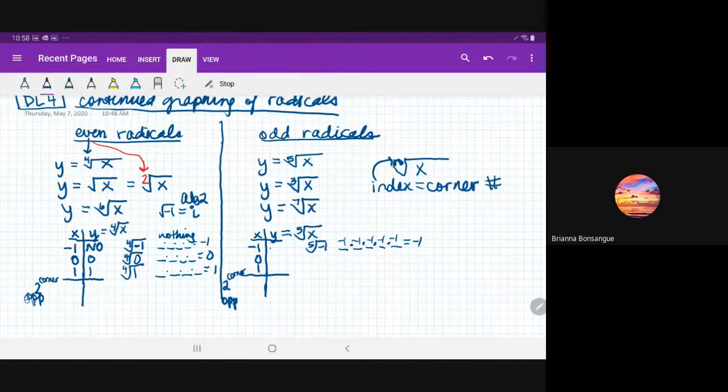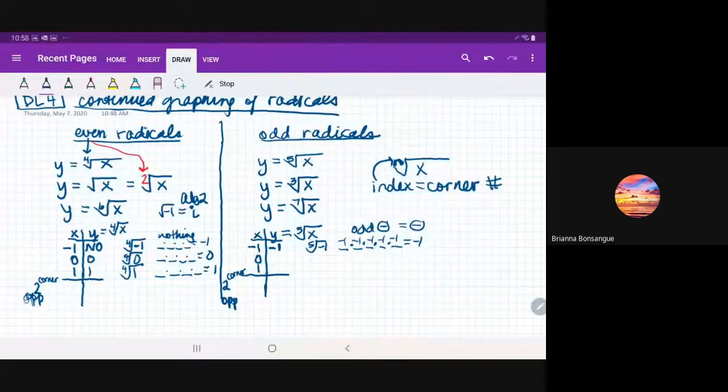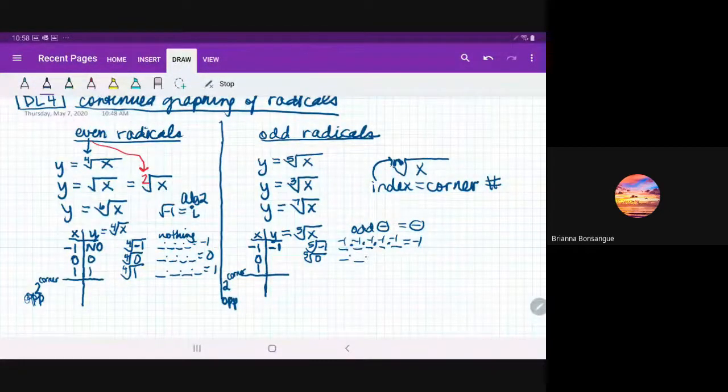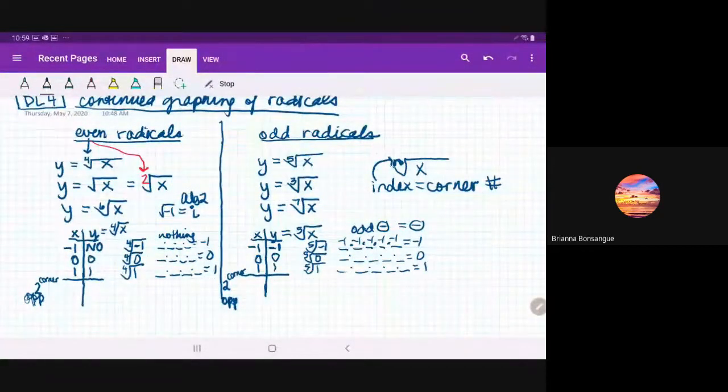We were talking about this yesterday, so it was with a cube root. Well, an odd number of negatives is negative when you're multiplying. So this one's possible, so you don't put no. So that's why the odd radicals turn out to be a different shape than the even radicals. And then the 5th root of 0 means you're looking for 5 of them to be 0, so that's 0. And then 5th root of 1, I need 5 of them to be 1, so that's 1.